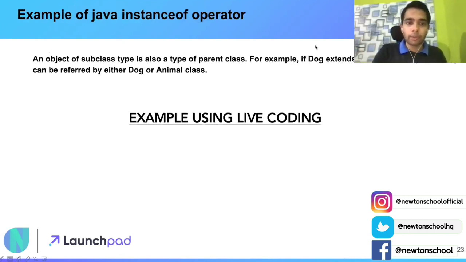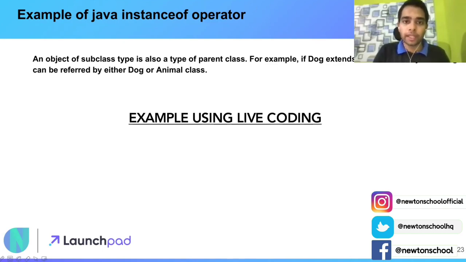Let's understand the example of Java instanceof operator. In this example, I am going to create a class Dog, which is extended from the class Animal, and then the object of Dog can be referred either by Dog or by the Animal class, since Animal will be the parent class and Dog will be the child class. So the object of a subclass is also a type of the parent class. Let's see the example of this instanceof operator using type casting.